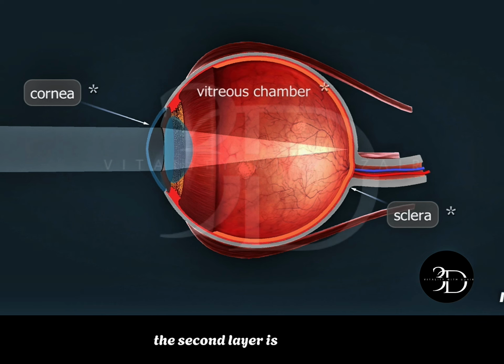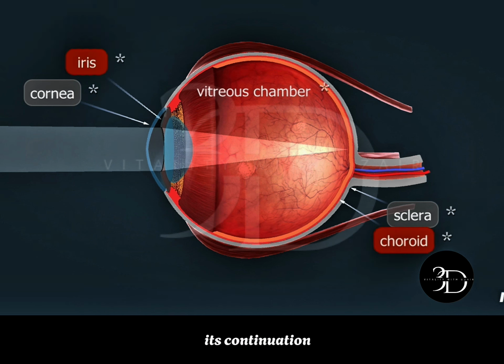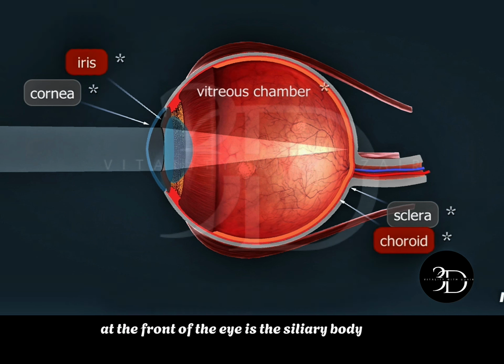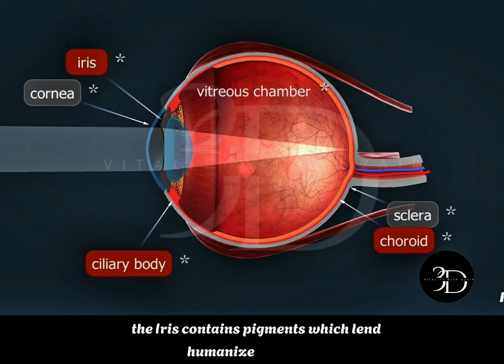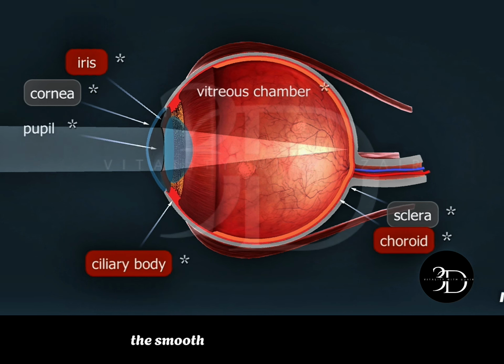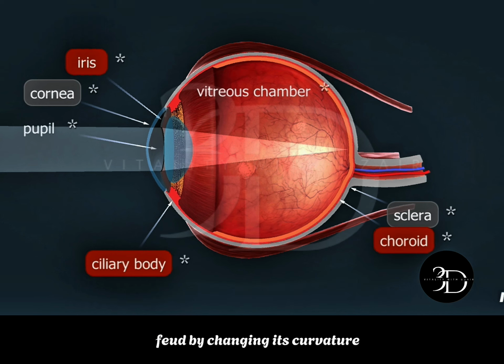The second layer is the choroid, which contains blood vessels that supply the eye. Its continuation at the front of the eye is the ciliary body and the iris. The smooth muscles of the iris are responsible for the pupillary light reflex. The iris contains pigments which lend human eyes their color. The smooth muscles of the ciliary body ensure the accommodation of the eye lens to the distance of the object viewed by changing its curvature.